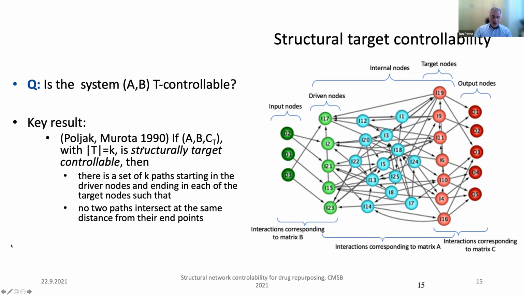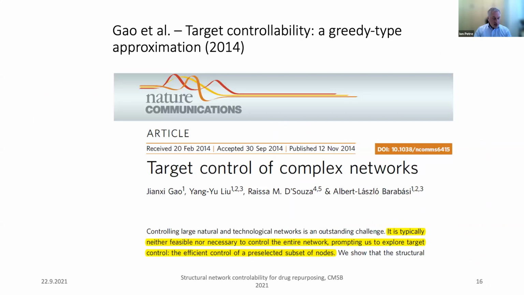I'm only flashing this result just to make the point that this is all about some graph properties. It's about a set of K paths starting in the driver nodes and ending in each one of the target nodes. So you are covering them with paths, and there is this extra property that no two paths intersect at the same distance from their endpoints. I'm not going to stay too much on this condition. I'm just showing it to point out that it's now in terms of graph theory and graph algorithmics. And that's where we started from.